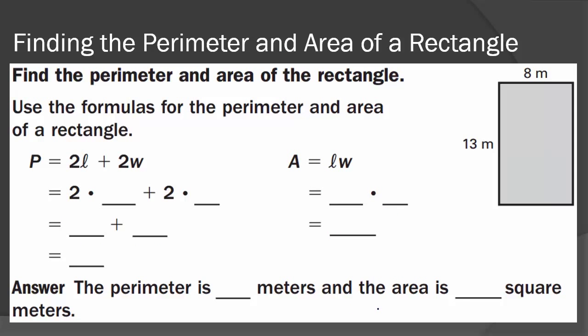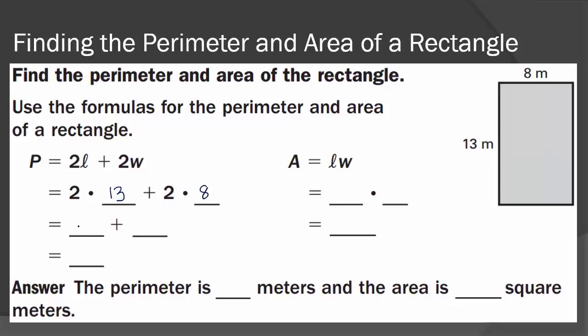Example 1, finding the perimeter and area of a rectangle. For this problem, we have to find the perimeter and area of the rectangle. We need to use the formulas for the perimeter and area of a rectangle. We know to find the perimeter, it's 2 times the length plus 2 times the width. The length is 13, so it's 2 times 13, plus the width, which is 8, so it's 2 times 8.